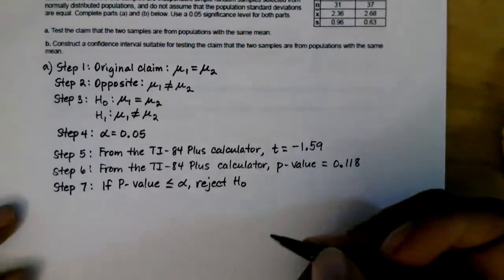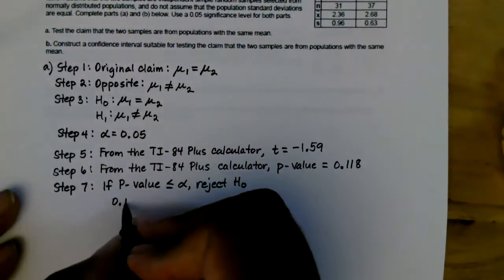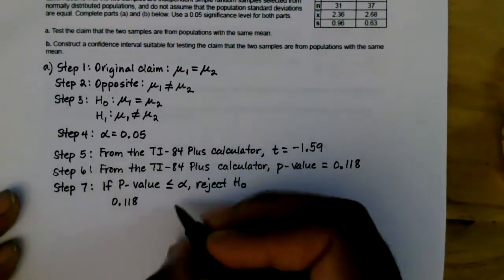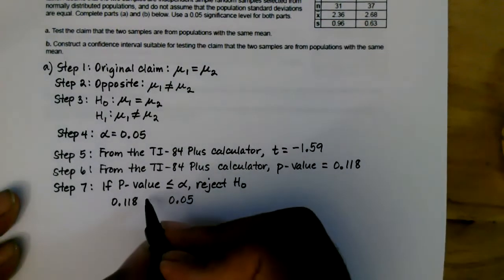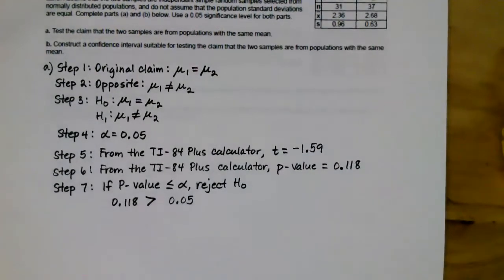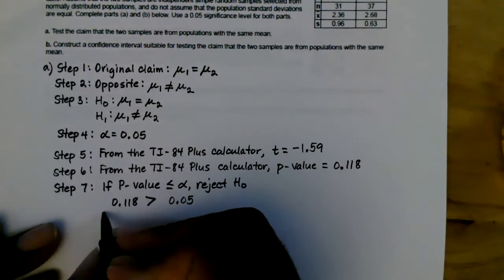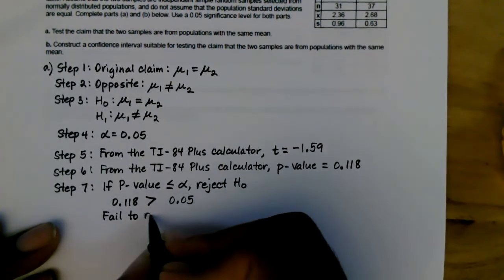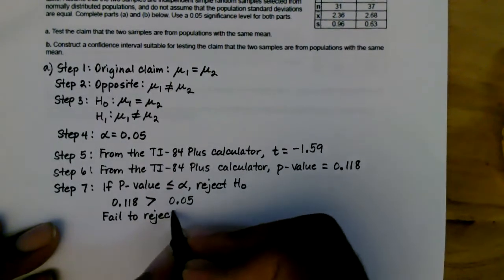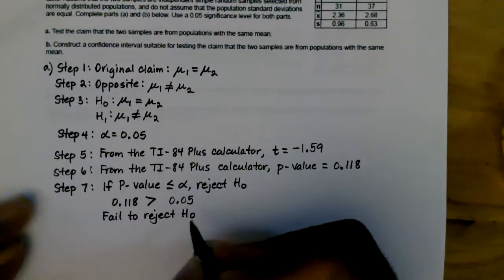So here our p-value was 0.118. The alpha level there from step 4 is 0.05. And if we compare those two, 0.118 is greater than 0.05. So that means this violates our decision rule. So we need to fail to reject the null hypothesis.